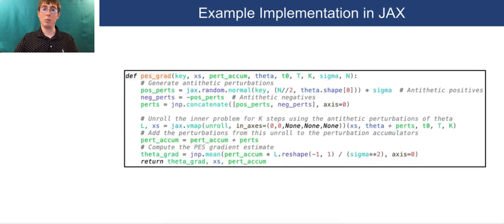We can actually look at an example implementation of the PES estimator in JAX. And this is very similar to the pseudocode we just saw. So the first 3 lines of code here generate the antithetic perturbations. And then the next line of code uses JAX VMAP to perform all of the unrolls for all the particles using the perturbed parameters theta in parallel. So here we just avoid any explicit for loops. Then we add the current perturbations to our perturbation accumulators, again for all particles in parallel. And then we use the perturbation accumulator to compute our PES gradient estimate. So very similar to the pseudocode.